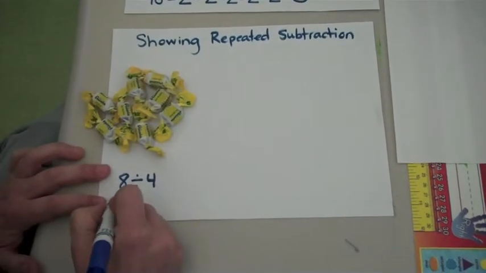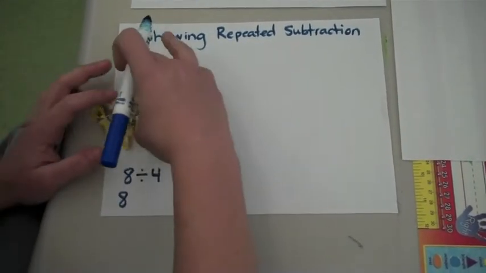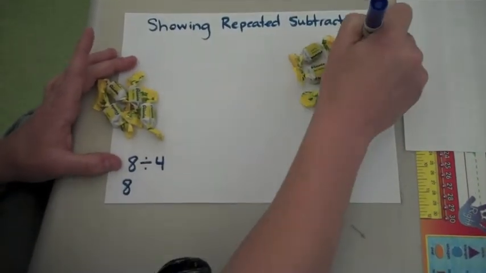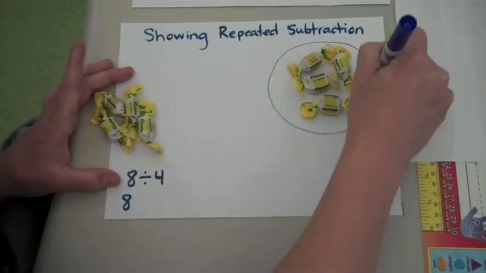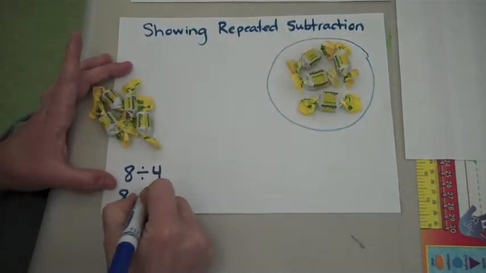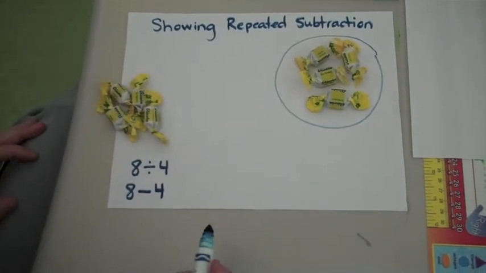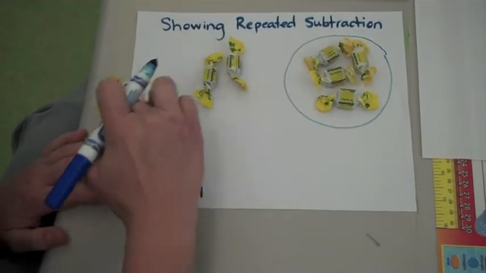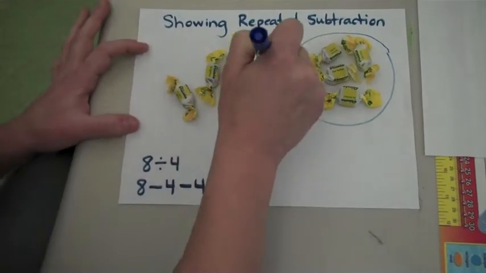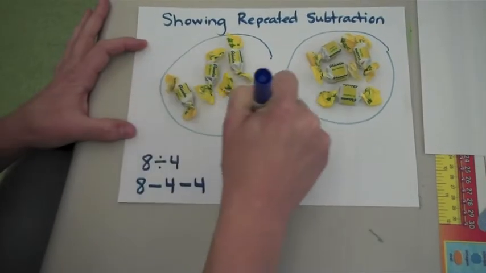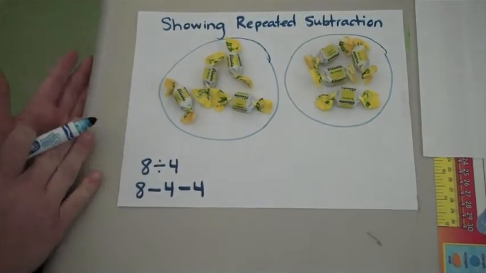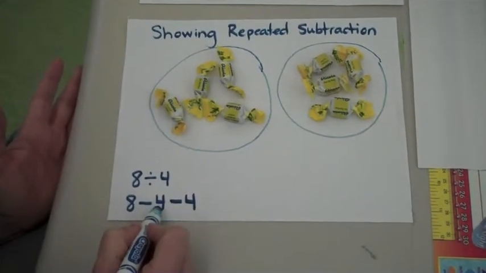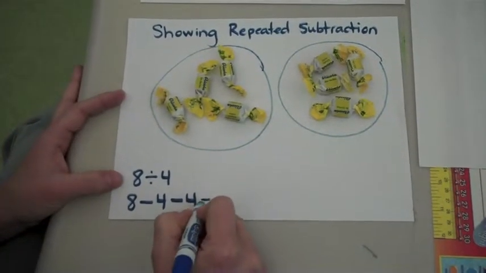So if I have 8 altogether and I take 4 away, 1, 2, 3, 4, that's going to be 1 group. So that's 1 time that I had to subtract 4, but I still have some cough drops left. So I'm going to subtract another 4. 1, 2, 3, 4, and that gives me another group. I'm looking at my plate right here, and I don't have any cough drops left. So that means 8 minus 4 will give me 0.